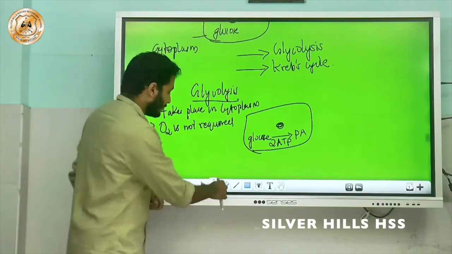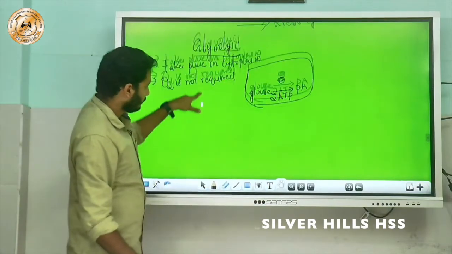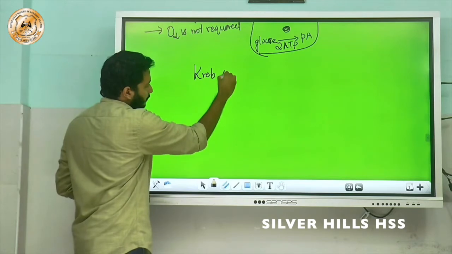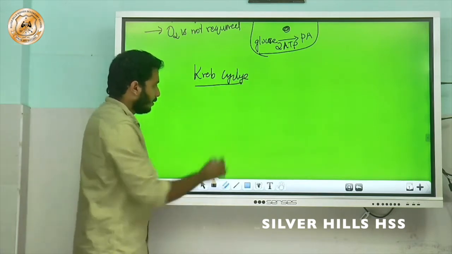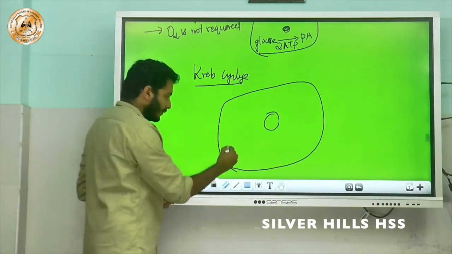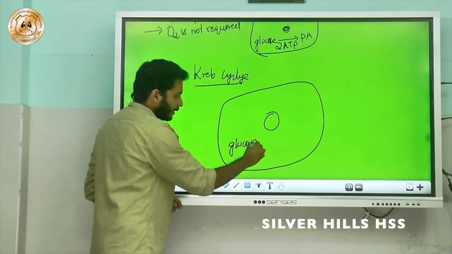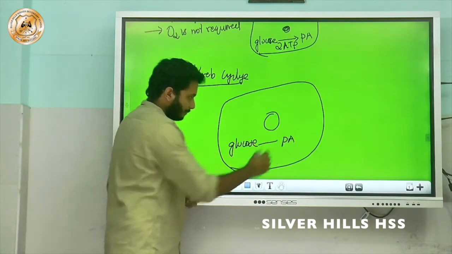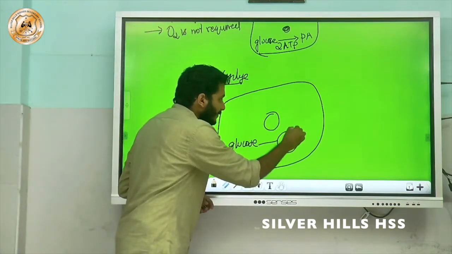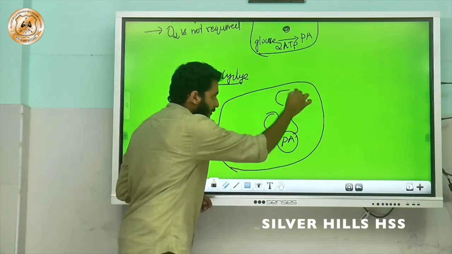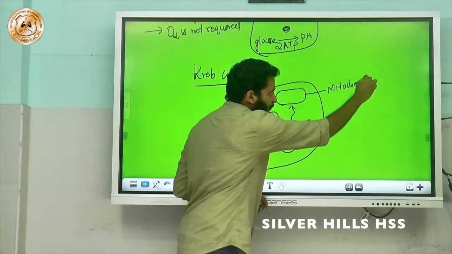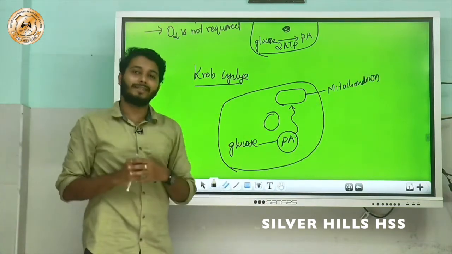Let me explain about the Krebs cycle. The second step is the Krebs cycle. Now consider this diagram. In the same cell, after glycolysis, the glucose gets converted into pyruvic acid. This pyruvic acid is transported into a cell organelle called the mitochondrion, which is also called the powerhouse of the cell.